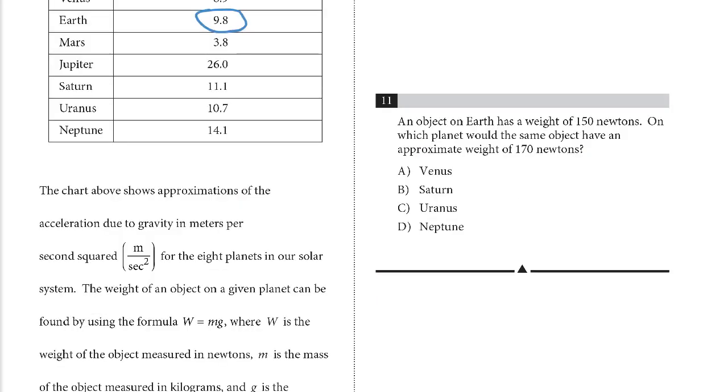Number 11. An object on Earth has a weight of 150 newtons. We'll use the N for newtons. On which planet would the same object have an approximate weight of 170 newtons? Okay, so the way I would do it, I would just quickly estimate this is more than 10% greater. It's 13.33% greater than the weight given. So what acceleration constant is about 10 or 13.33% greater?